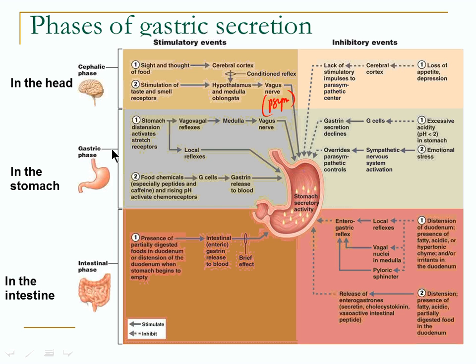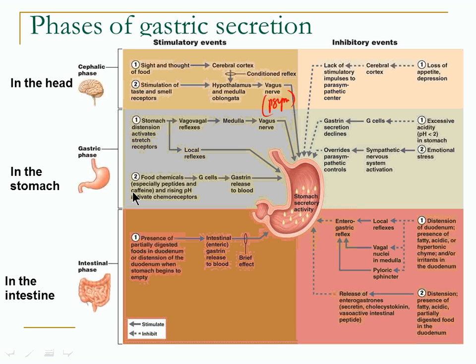Next is the gastric phase. The cephalic phase does not always have to occur. And you can see that this is the stimulatory event. There may be inhibitory events. For example, suppose there's a loss of appetite, depression, or you smell something really bad, at that time that inhibits the cerebral cortex. There is lack of stimulatory impulses to the parasympathetic system, so the intrinsic nerve plexus doesn't get stimulated.